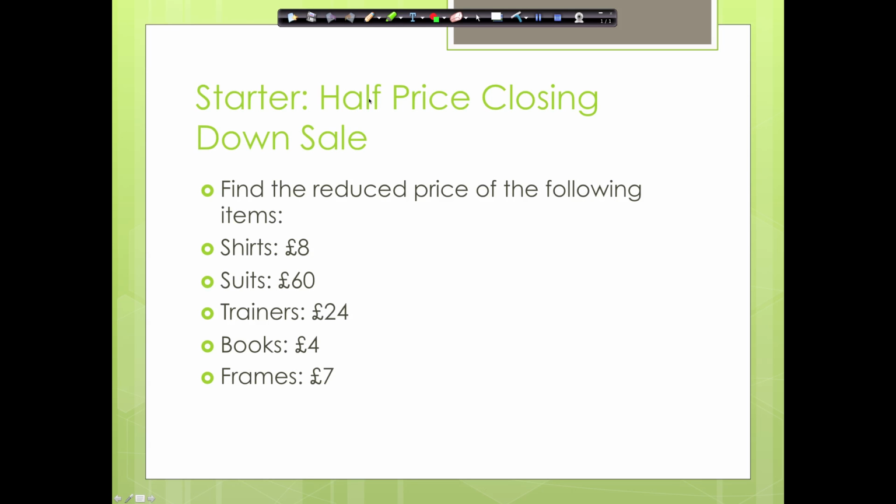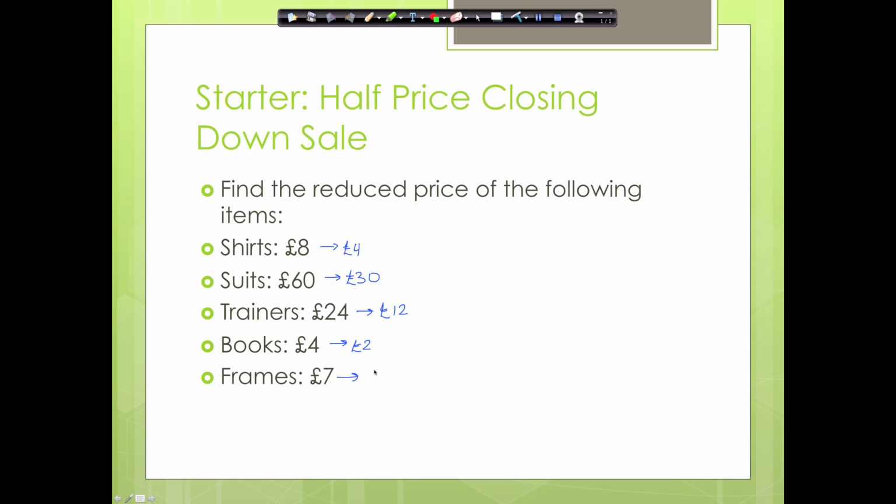All of these are relatively simple. We're just halving each of the numbers. So if I have £8, we know that reduced it's going to be £4. We're just halving it, so same method. For £60 it's going to be 30. £24, half of that is 12. £4 is simple. Half of that is 2.